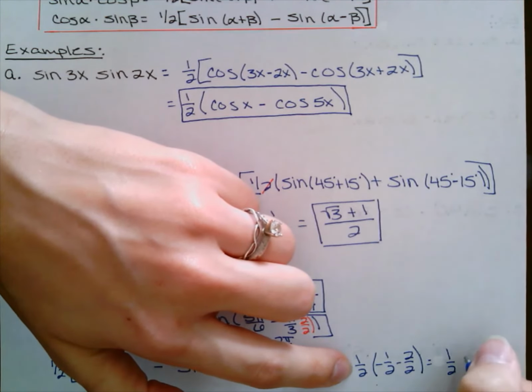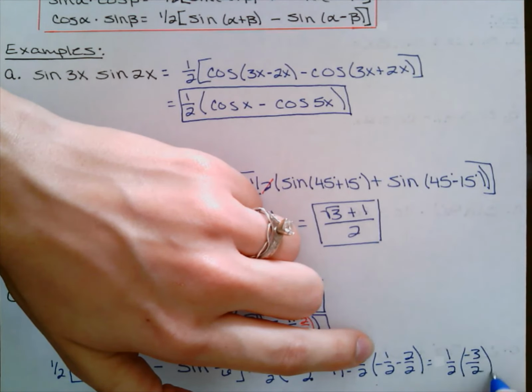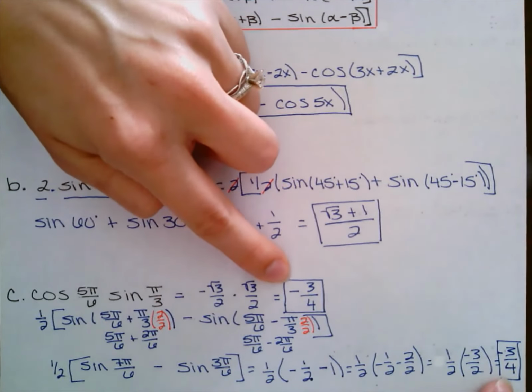So I have half times negative 1 minus 2, which is negative 3 over 2. My answer is negative 3 over 4, which should match up perfectly with what I did without using the formula. Okay?